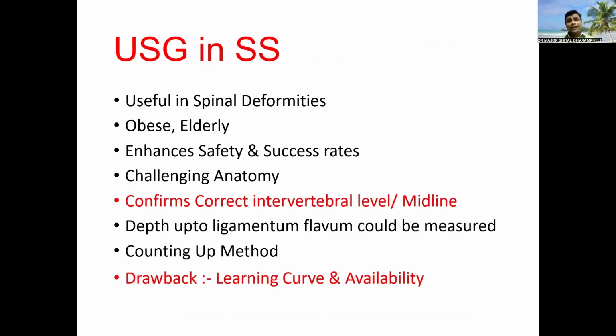So USG is definitely useful in the segmental spinal. The drawback is the learning curve with USG, and availability is a problem. Otherwise, it can be used in obese, elderly patients with spinal deformities. It enhances the safety and success rate. It can be used in patients with challenging anatomy and confirms the correct intervertebral level. Depth up to the ligamentum flavum can be measured, and the counting-up method can be used to determine the exact level of the segmental spinal.